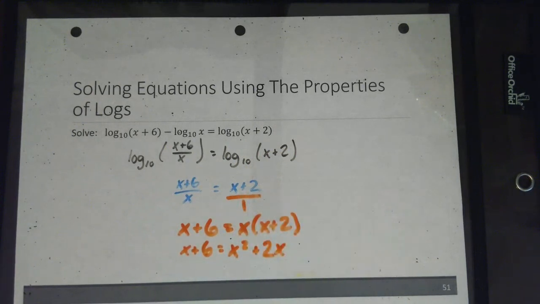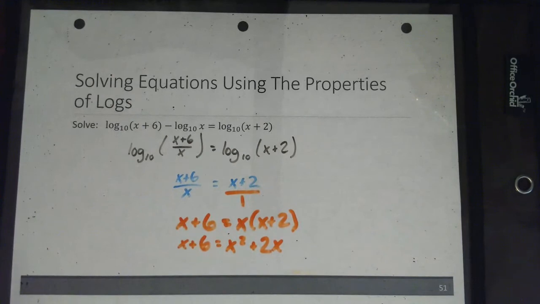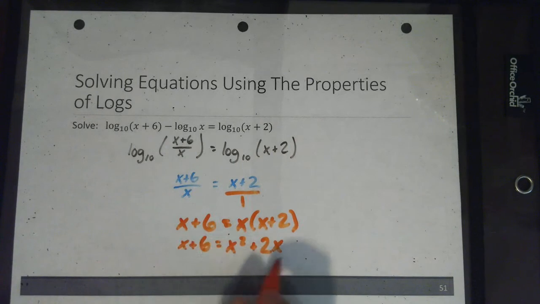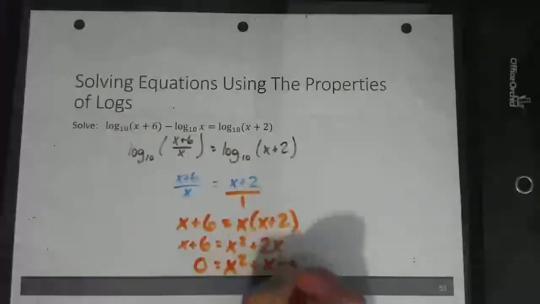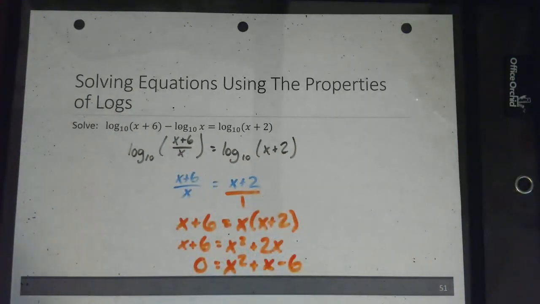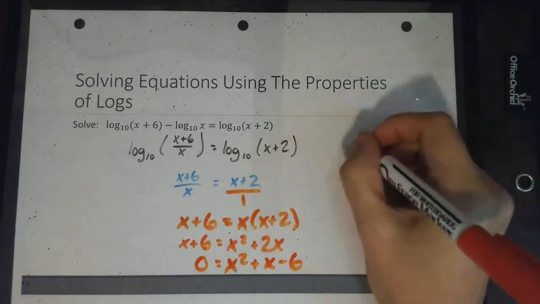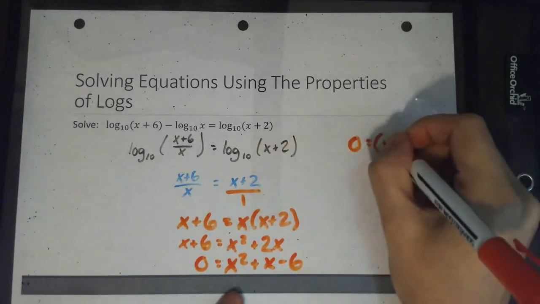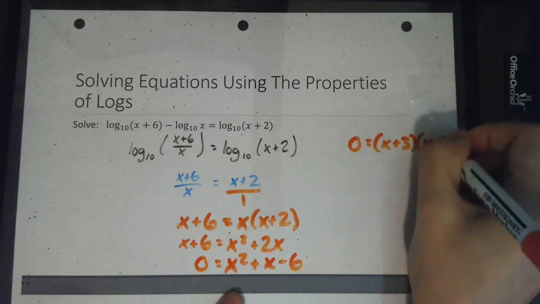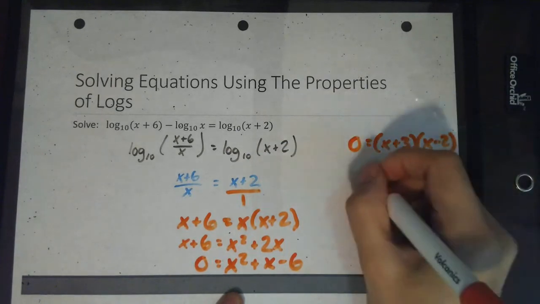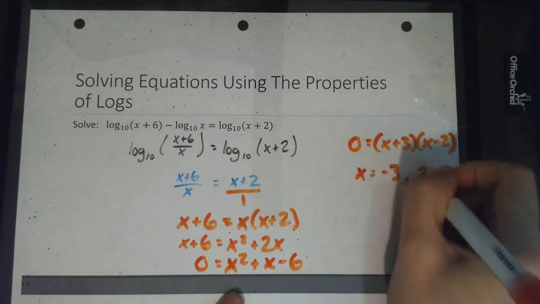This is now a quadratic equation. I can tell because there's an x squared. And to solve quadratic equations, it's easiest if I put all the terms on one side. So I'm going to move everything to the right so my x squared stays positive. So I'm going to subtract x over and subtract 6 over. That'll leave me with 0 equals x squared plus x minus 6. Now that's something that factors. So I'll have 0 is equal to (x plus 3)(x minus 2). And that gives me x is equal to a negative 3 and a positive 2.